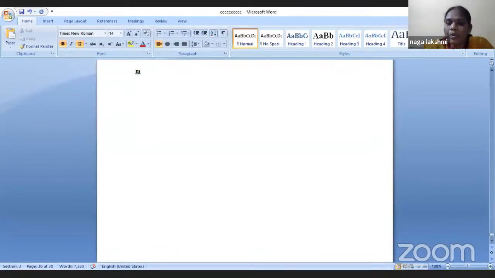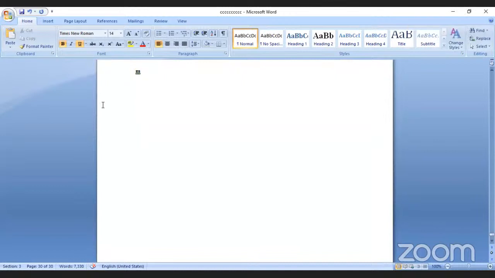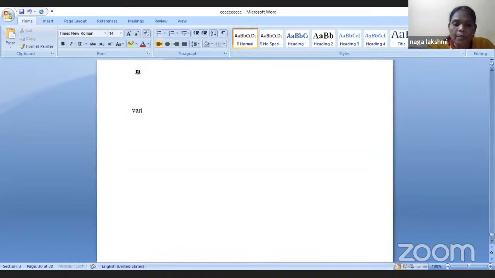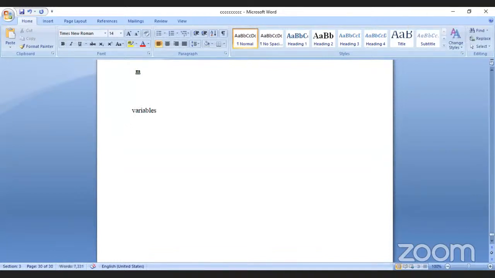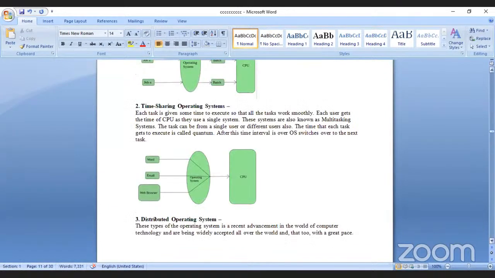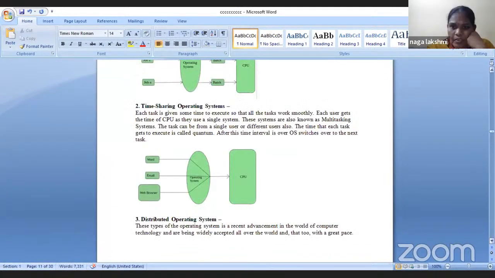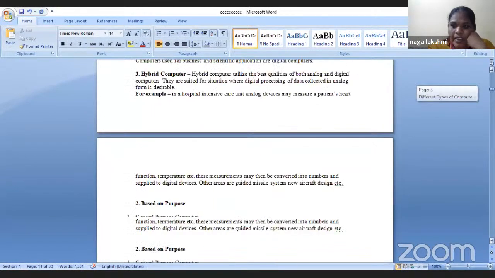When we are talking about C language, we come across many things. So what is a variable? First, we will know about it. Define variable. A variable is the name of the memory location that we use for storing data.